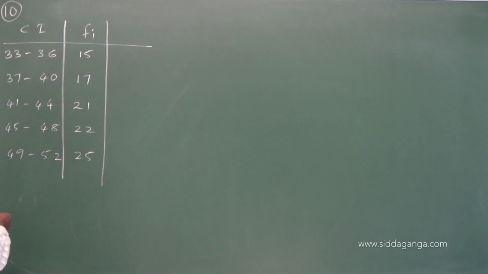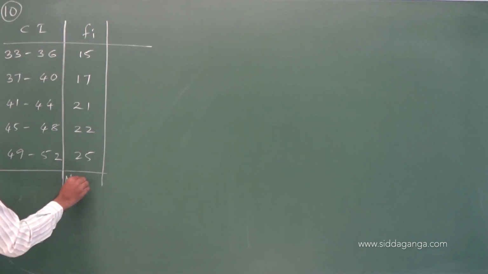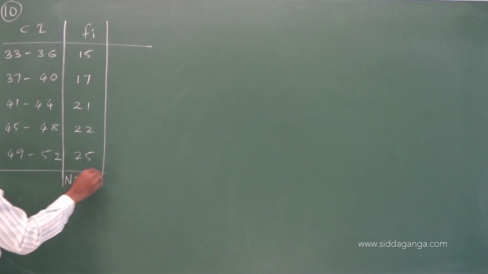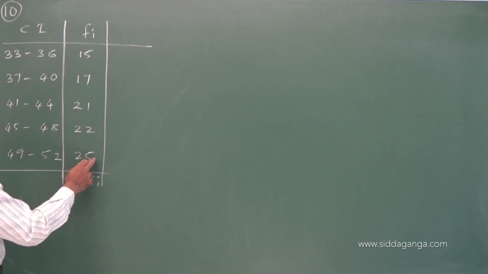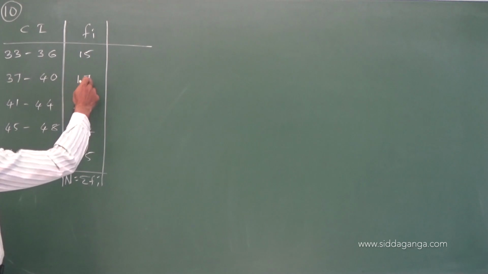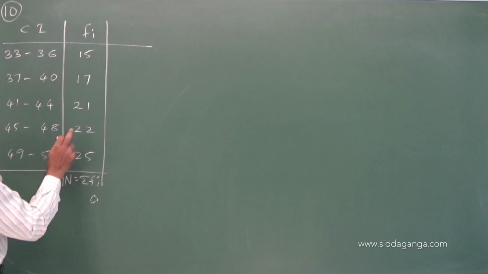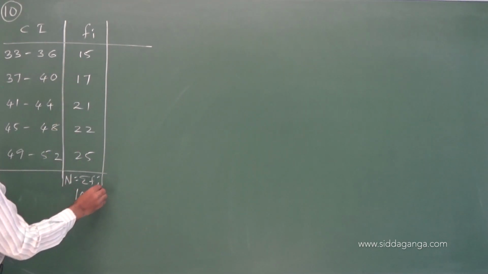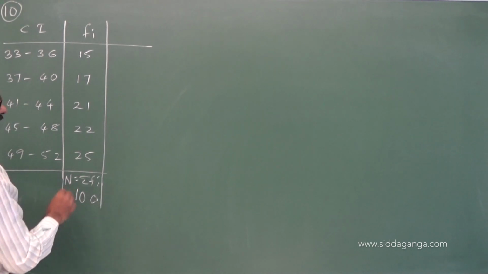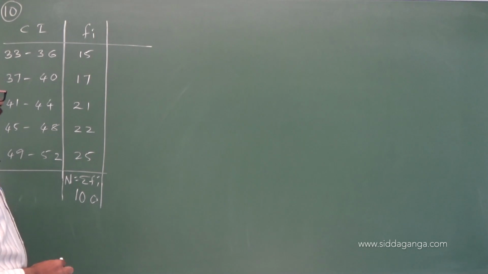So, we will add all frequencies. Addition of all frequencies, we denote it as capital N, that is sigma Fi. This is 5 plus 5, 10. 10 plus 10 is 20, 0, 2, 4, 6, 8, 9, 10. So this is 100, hundreds. Capital N, sigma Fi, that is the sum of all frequencies, this is hundreds.